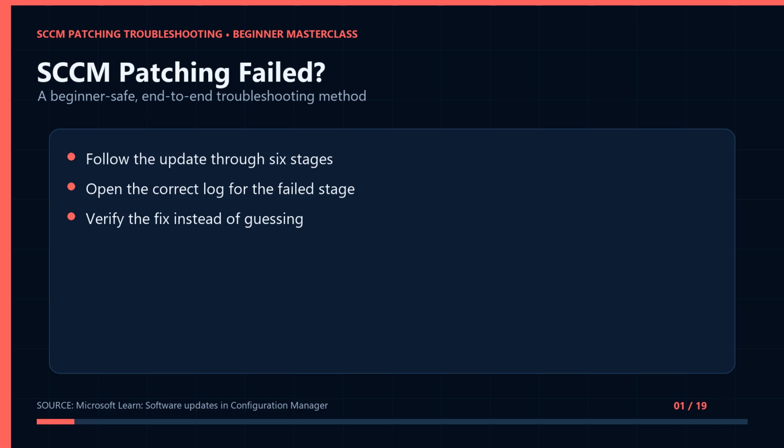Your SCCM software update deployment shows unknown, failed, or in progress forever. Where do you start? In this lesson, you will learn one repeatable troubleshooting method. We will follow the update through 6 stages: synchronization, policy, scan, download, installation, and restart or compliance. At each stage, I will show you what the component is doing, which log proves it, what a healthy result looks like, and which safe check comes next.